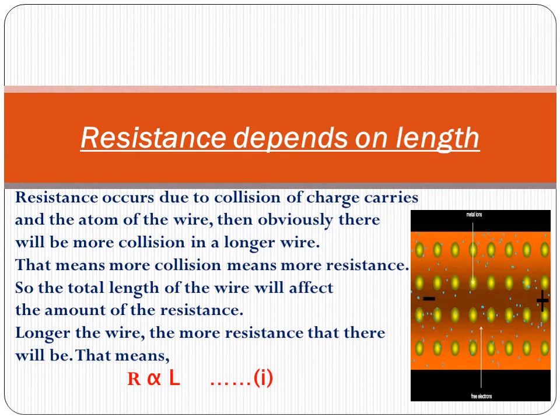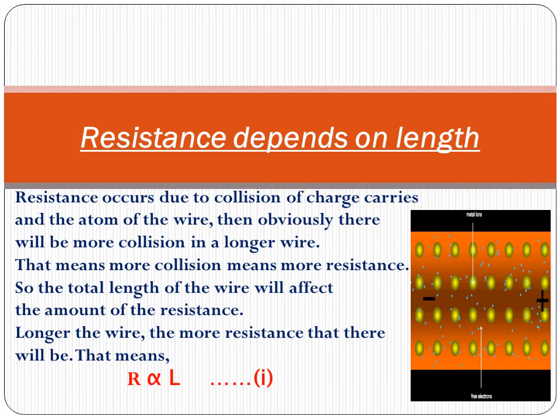Now let us discuss the first factor: how resistance depends on length. Resistance occurs due to the collision of charge carriers with the atoms of the wire. Obviously there will be more collisions in a longer wire, and more collisions mean more obstacle to the flow of current in the conductor. This obstacle is nothing but the resistance. So for a longer wire there will be more obstacle, that means its resistance is high. More collision means more resistance.